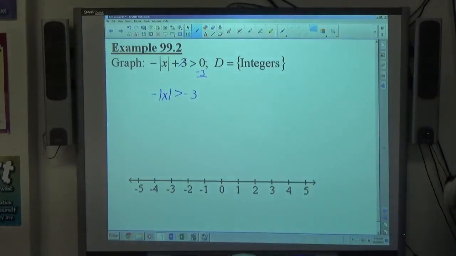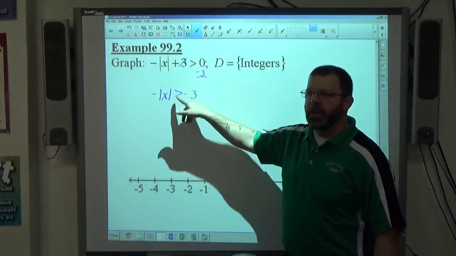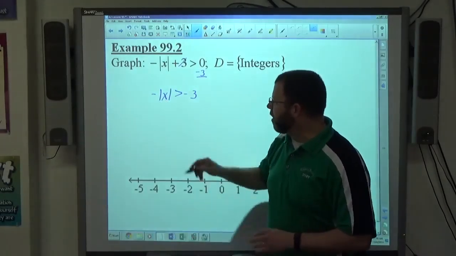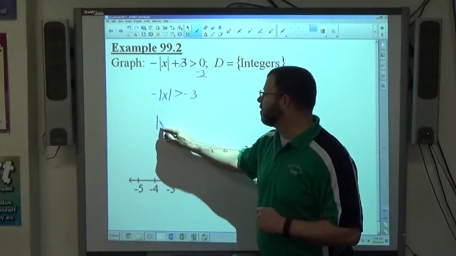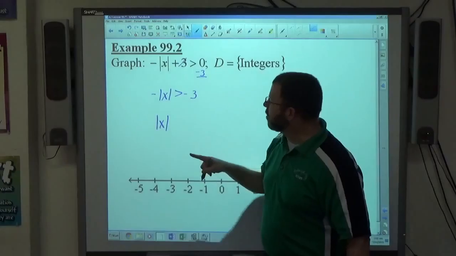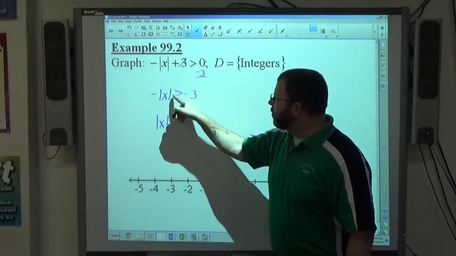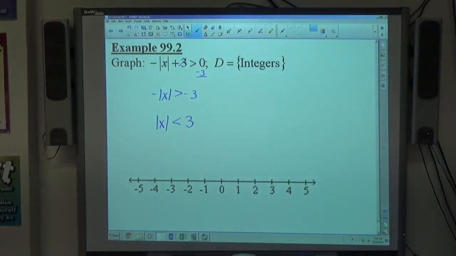Keep in mind when you're moving things, changing signs like that, by moving something across to change its sign, the inequality does not get affected by that. The point here is that I want just the absolute value expression. Every one of those cases, case 1, 2, 3, 4 on the yellow sheet, had absolute value of x, not negative absolute value of x. So I don't want minus signs in front of this absolute value expression, so I'm going to change both signs. When I change both signs in an inequality, that's when the inequality switches direction. So absolute value of x is less than 3.